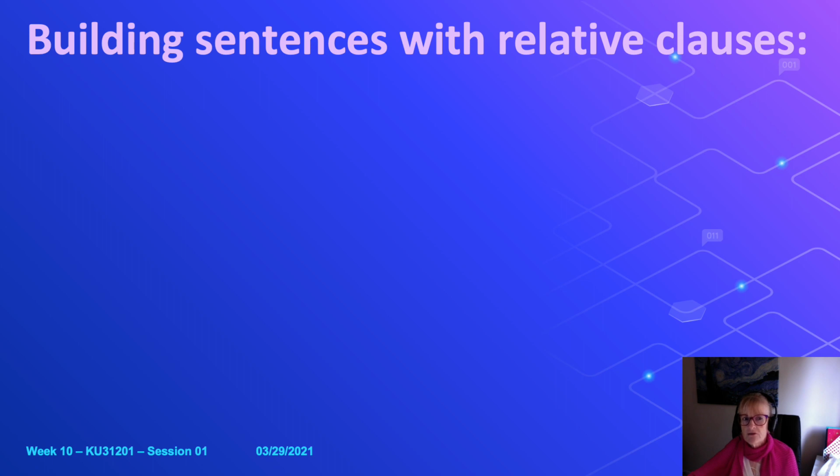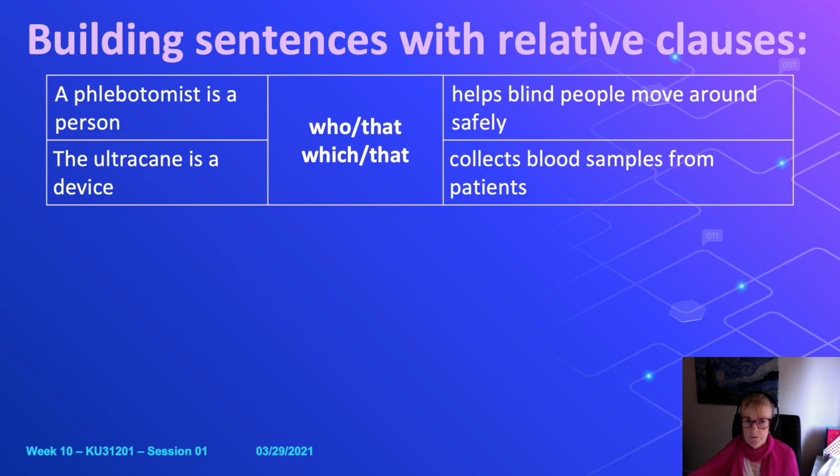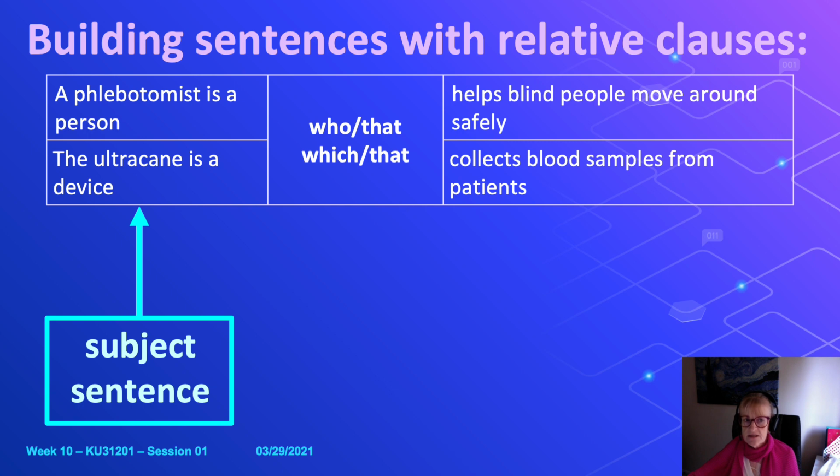So now we're going to have a go at building some sentences with relative clauses. This is an activity I would like you to do, but we will go through a couple of examples first so that you know exactly what you need to do. So what we have here is our subject sentences. So there's two of them. A phlebotomist is a person, and the second sentence says the ultracane is a device.